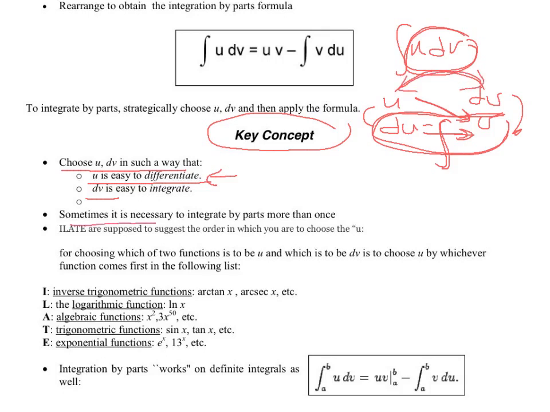Sometimes it is necessary to integrate by parts more than once. We have seen that when you have an exponential and sine and cosine, it has to be done using integration by parts twice. We have seen that if we had the integration of x to the power n times e to the power x, or cosine and sine, then it also has to be done using integration by parts more than one time.